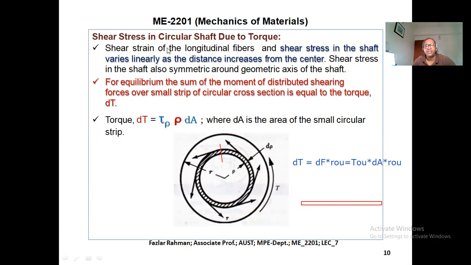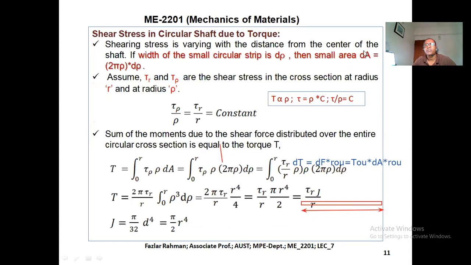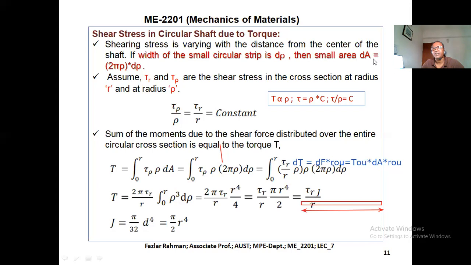What will be the thickness of this strip? d rho. And what will be the length from here to here? Length will be 2 pi r. Good. 2 pi r will be the length, and the width will be d rho. So we will get the area dA. This is the small area dA equal to 2 pi rho into d rho, using rho instead of r. Okay. This is one thing.